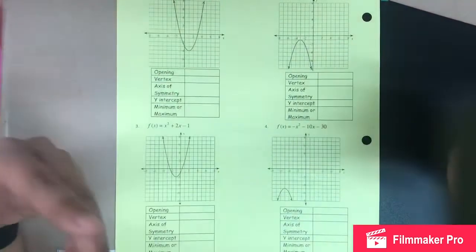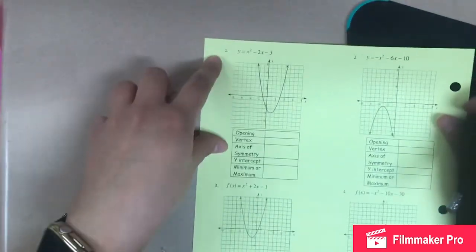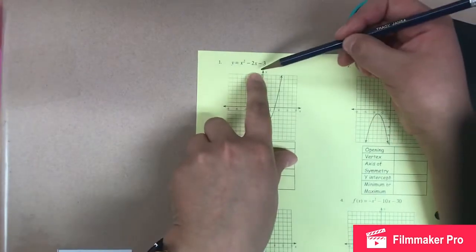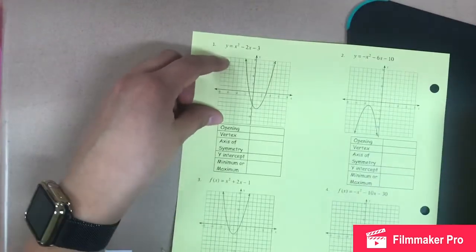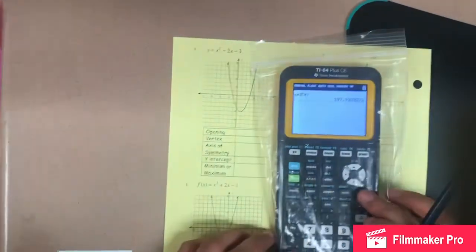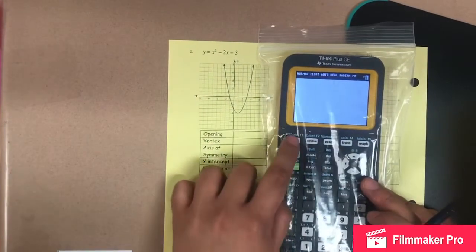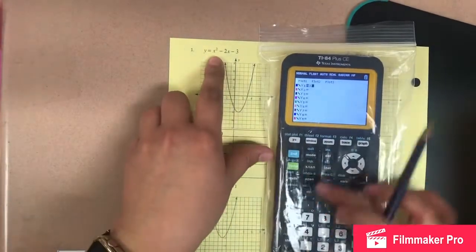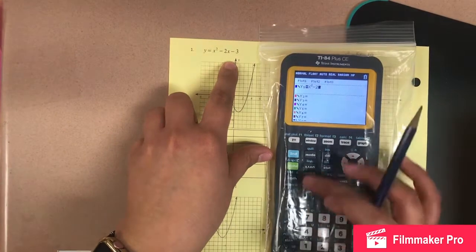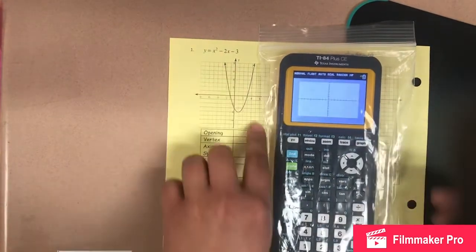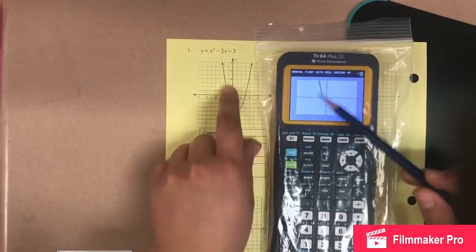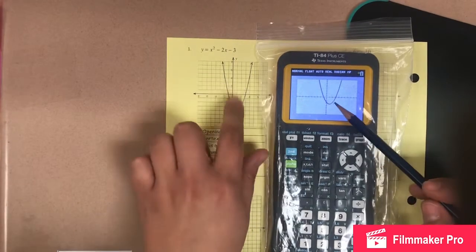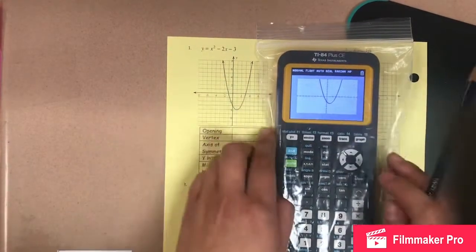Okay, so let's break it down. This is exactly what your assignment's going to look like. You're just going to tell me the features that we can use to describe these. Okay, so for number 1, here's my equation. If they didn't give me the graph, then I could look at the graph on my calculator by going to y equals and typing in this equation, x squared minus 2x minus 3, and I could see the same identical graph if they didn't give it to me on my paper. I could still look at the same features.